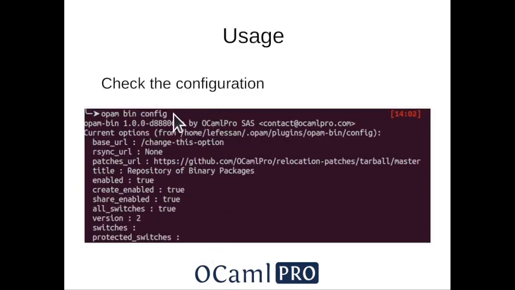Now we can check the configuration. So we can call opam bean config. The reason for that is that Opam uses it now as a plugin, so it can be called from anywhere using this notation. And this command will display all the options of the current configuration of OpamBean. Of course, all these options can be changed by calling this subcommand with the correct arguments.